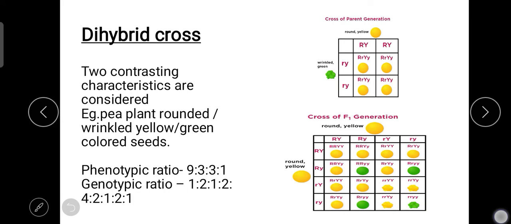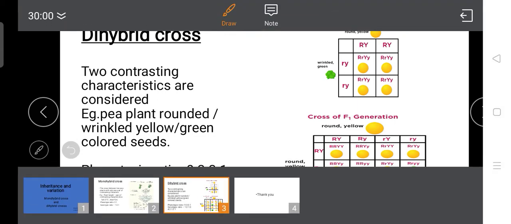So he took two contrasting characters, that is color and shape of the seed. This is called the dihybrid cross. In the F1 parent 1 generation, Mendel selected pea plants producing round yellow seeds and wrinkled green seeds as the parent generation. So he started experimenting on the dihybrid cross.